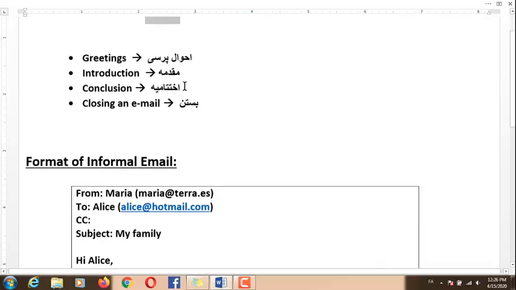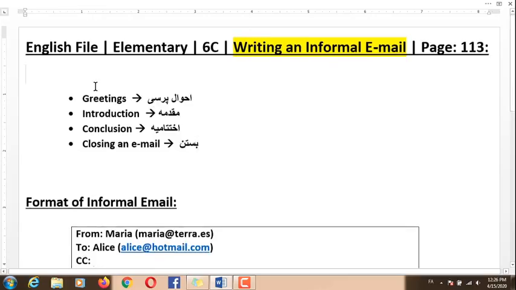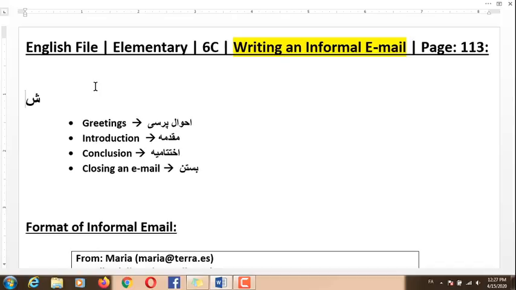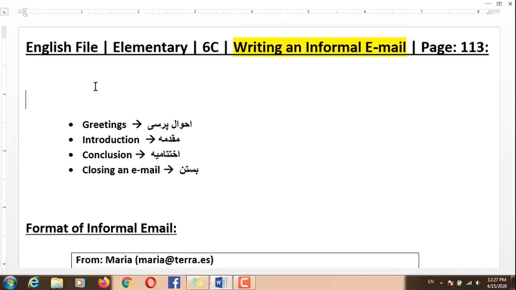Okay, so first, what do you have to consider in an email? An email has 3 paragraphs mainly. How many? 3. So let me tell you. An email has 3 paragraphs mostly.